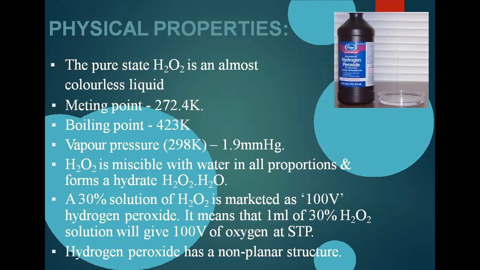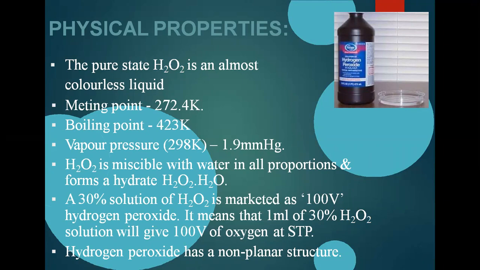Now, the physical properties of hydrogen peroxide. In the pure state, H2O2 is an almost colorless liquid, just like water. You can't discriminate between water and hydrogen peroxide. If I give you both in a glass tumbler, you will not be able to identify them, but when you smell it, then you will be able to tell the difference between water and hydrogen peroxide.